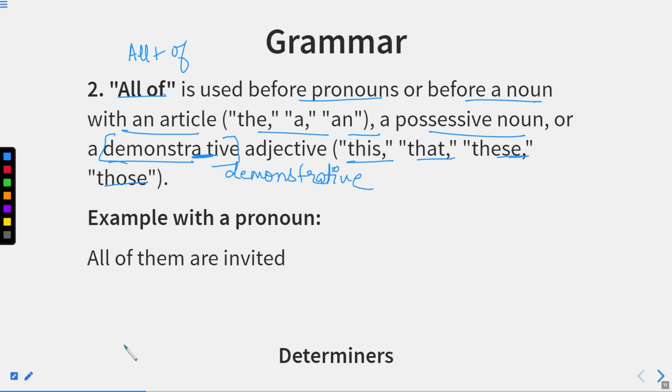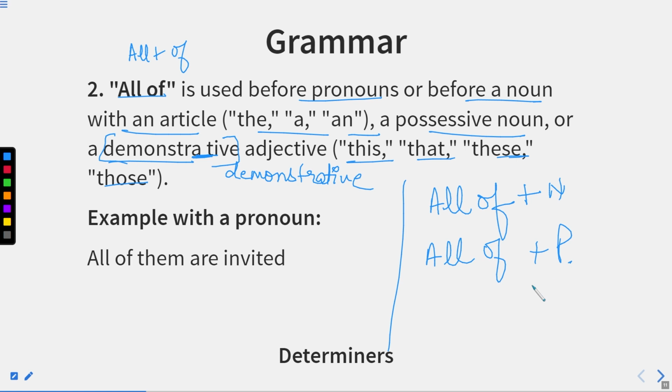Example with a pronoun. Now, what does this mean? All of. Whenever we have the phrase all of, it can be followed directly by a noun, it can be followed by pronouns, it can be followed by determiners. For example, all of them are invited. Now them here is a pronoun, which is, you can say, the objective case of a pronoun. We have 3 cases in pronoun: nominative case, objective case, and possessive case.